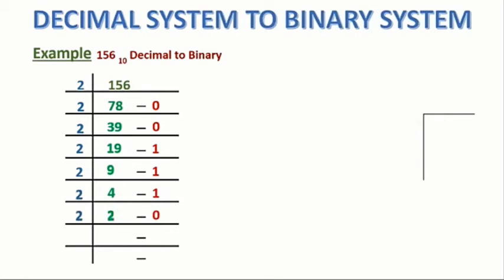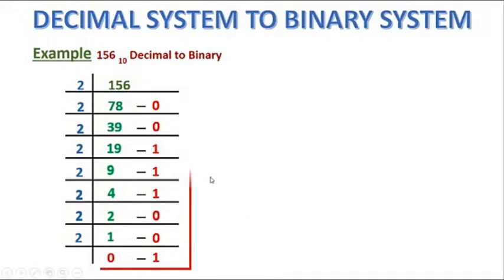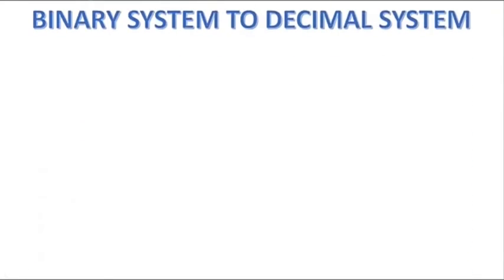Now 2 divided by 2, 2 ones are 2, so 1 quotient, 0 remainder. Okay, after this, 1 divided by 2, so what will be the answer? 0 quotient and 1 remainder, of course. So what you will do when you complete it: you will write the remainders from bottom to top, 0 1 0 0 1 1 1 0 0, that is 10011100. I have done the 156 conversion successfully. So you will also do 4 more examples.